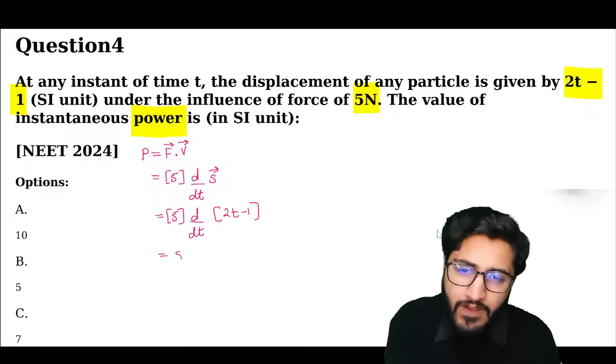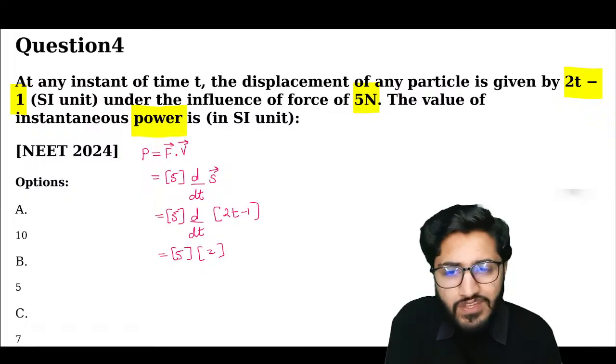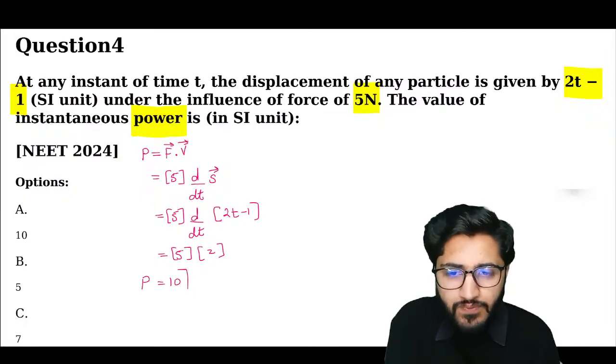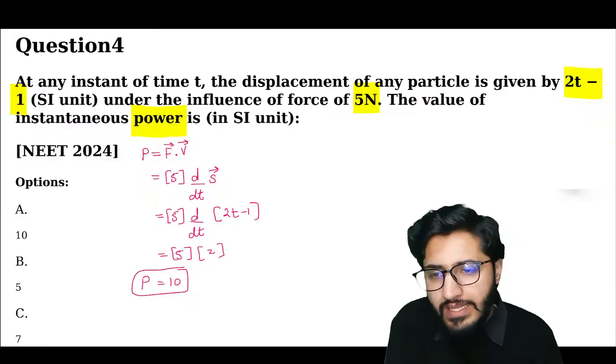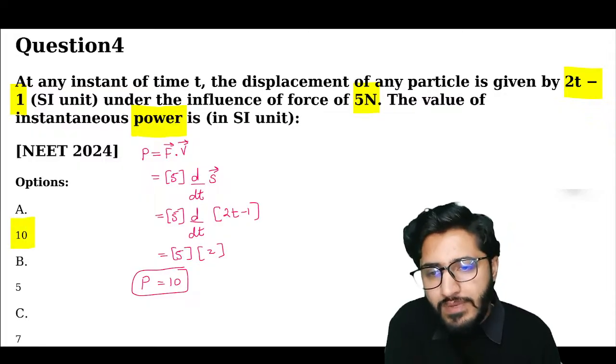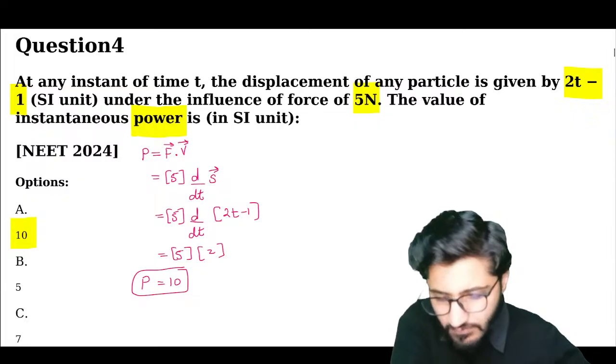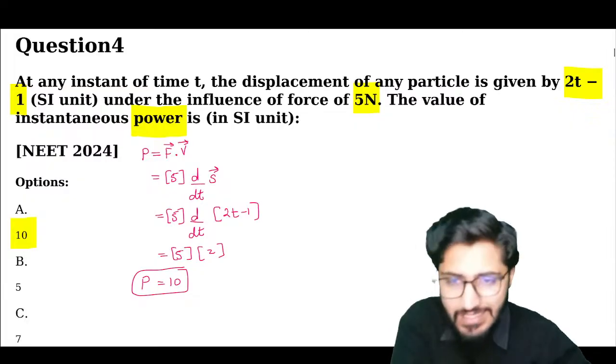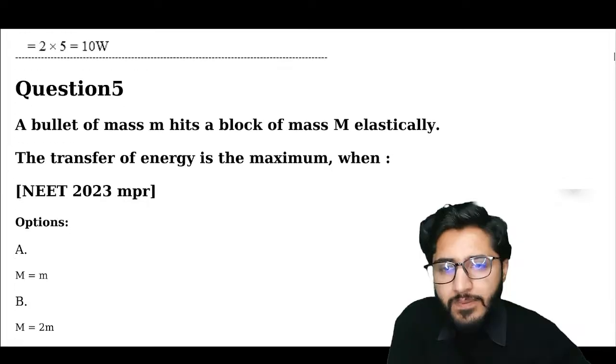So I can write here 5. The differentiation of 2t would be how much? 2 only. 1 is 0. So I guess power came out to be 5 times 2, that is 10. It is 10 only. Okay. I guess option number A is my answer. Option number A, 10. Yeah, option number A is correct.